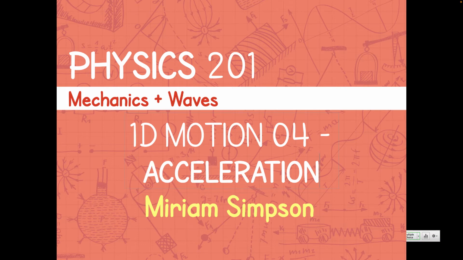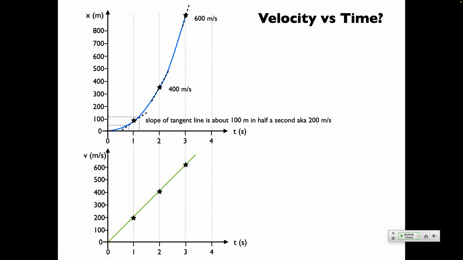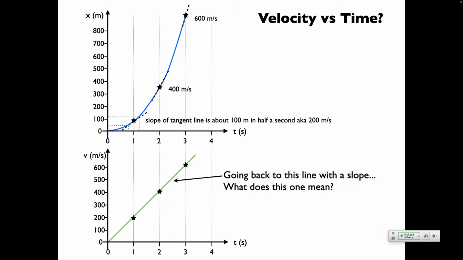Here we talked about this in an earlier slide, but if we have a position versus time graph that looks like a parabola, that means if you take the derivative of that, you get a straight line because this is a squared value. This is a linear value, okay?